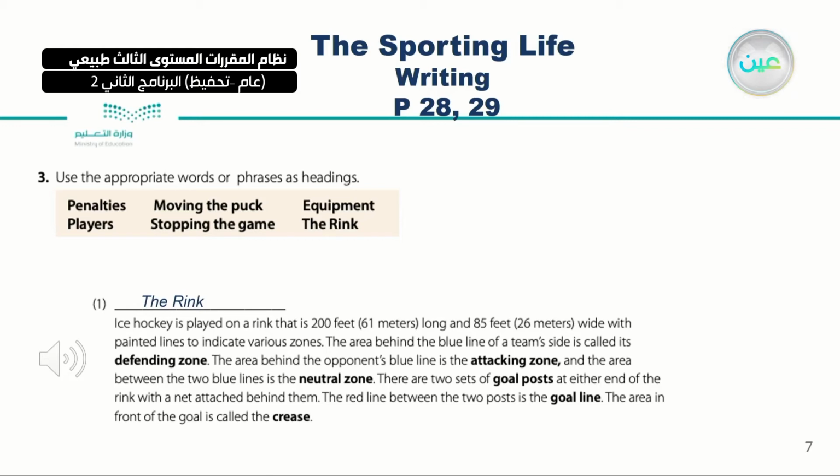The area behind the blue line of a team's side is called its defending zone. The area behind the opponent's blue line is the attacking zone, and the area between the blue lines is the neutral zone. There are 2 sets of goalposts at either end of the rink, with a net attached behind them. The red line between the 2 posts is the goal line. The area in front of the goal is called the crease.